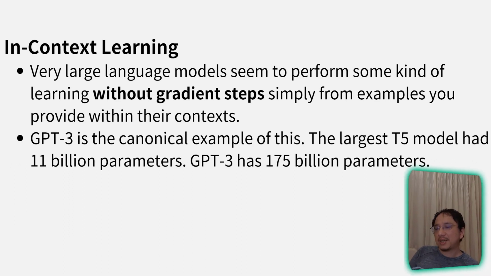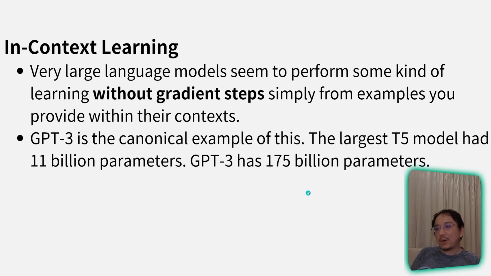People observed a phenomenon called in-context learning, which is a way for the model to do some kind of learning without using any gradient. We observe that this phenomenon appears when the models become large enough. So what is in-context learning?